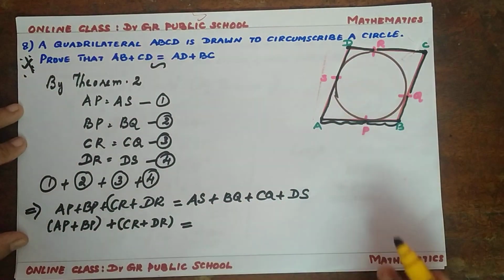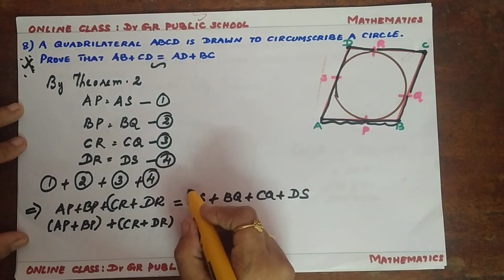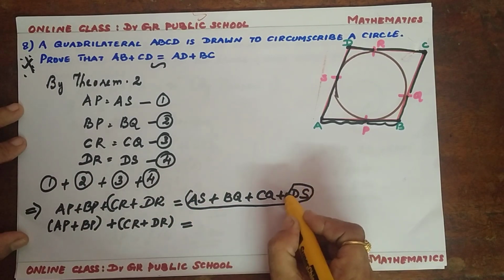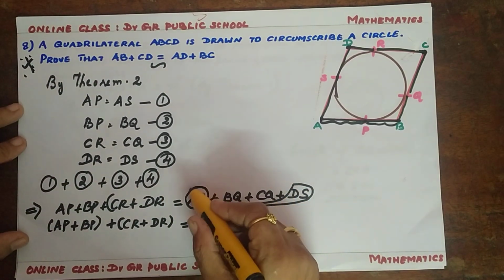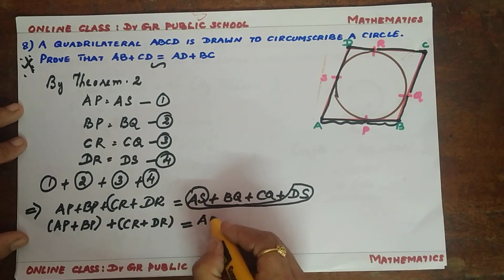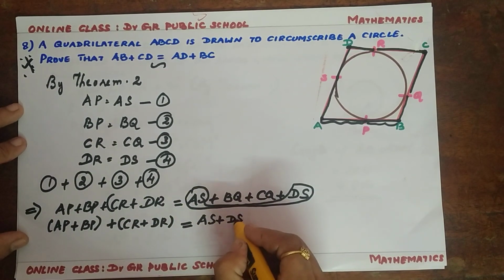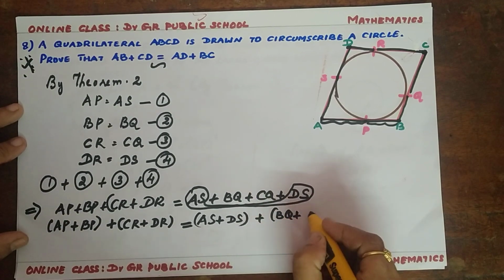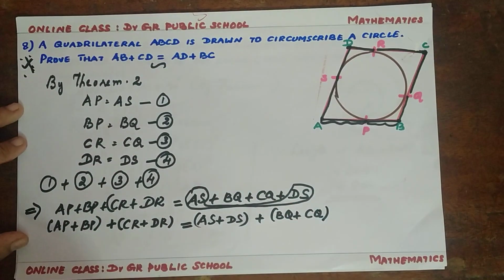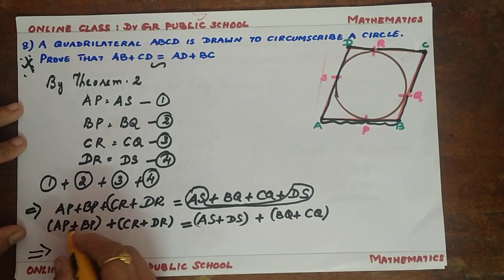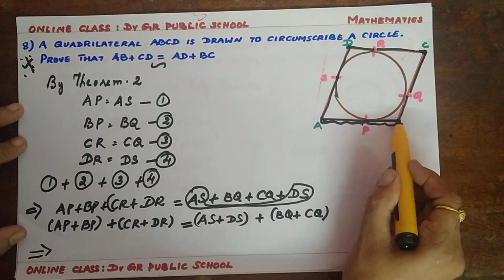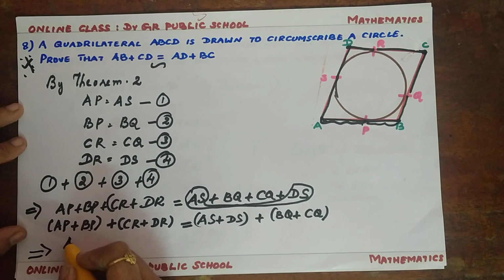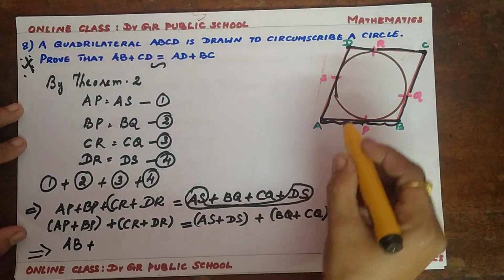AS and BQ, you can't combine them. But if I group these two, AS and DS, in one bracket, the remaining terms are BQ plus CQ. Now look at the figure and we can arrange AP plus BP. AP plus BP equals AB plus CR plus DR.